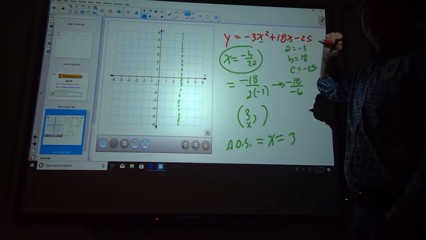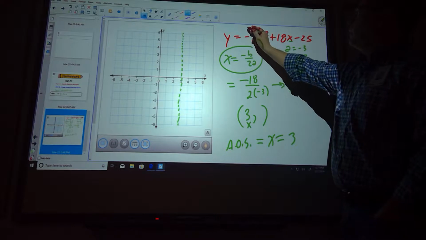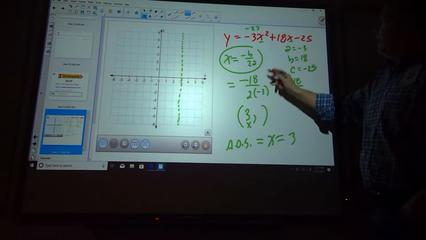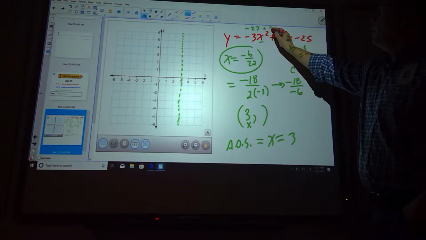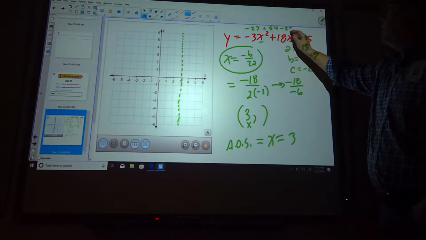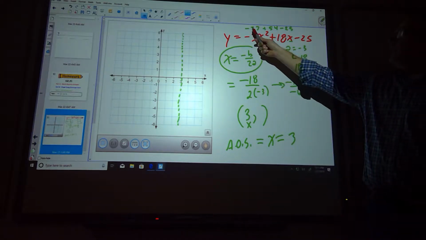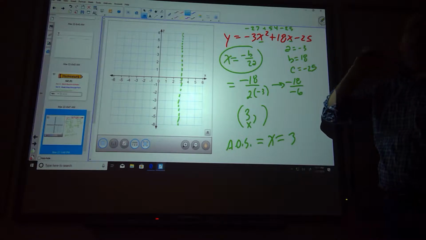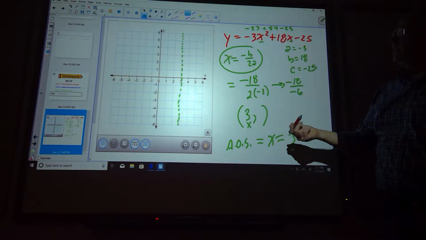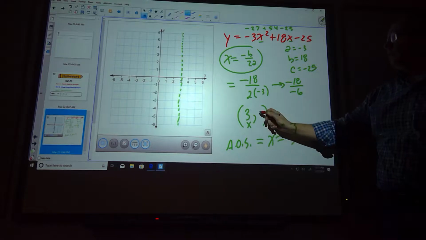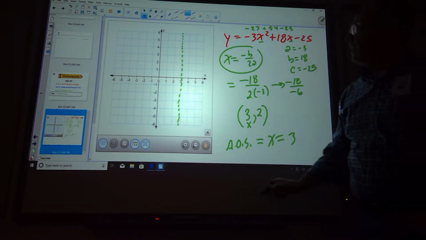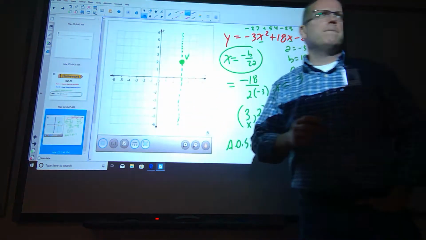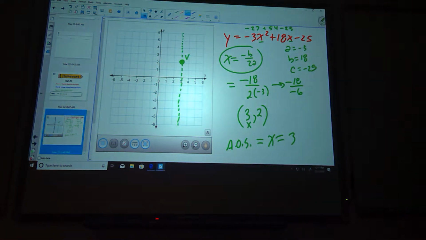So I'm going to plug it in here and here. So I get 3 squared. That's 9. 9 times negative 3 is negative 27. Is that okay so far? Then 18 times 3 is 54. And then minus 25. So let's see. Negative 27 added to 54 should be positive 27, I believe. And then positive 27 minus 25 is 2. So I find that 3, 2 is my vertex. Agree?